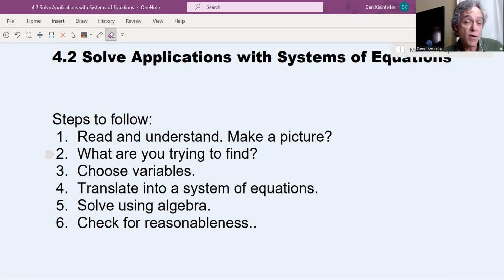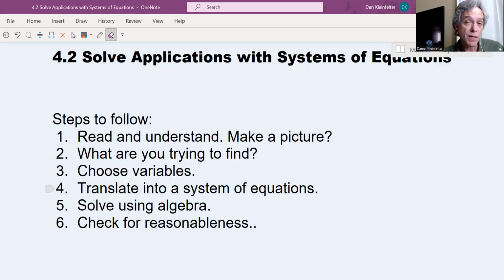Okay, step 2, you need to know what it is that you're trying to find. Are you trying to find out how many dimes Alice has? Are you trying to figure out the width of the rectangle? What is it you're trying to find? Frequently in math, you're told a long story. It's a long story problem, and then at the end, it tells you what it is that you're looking for. So look to the end to see what it is that you're trying to find.